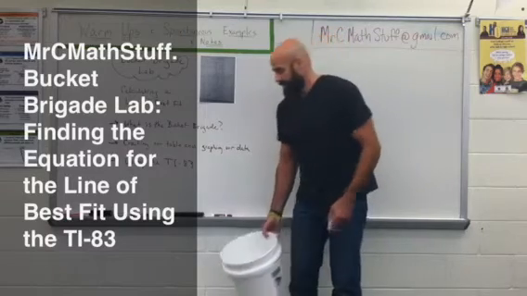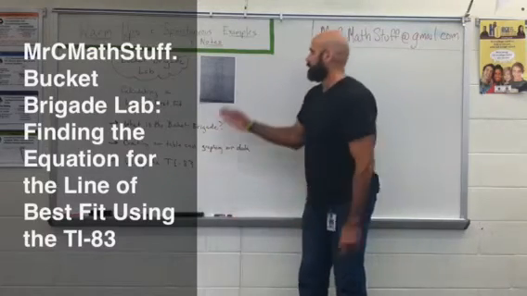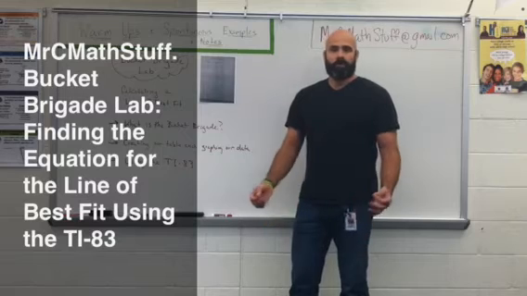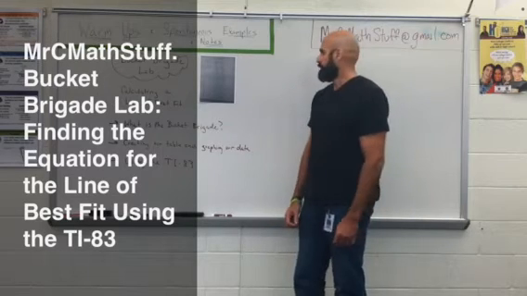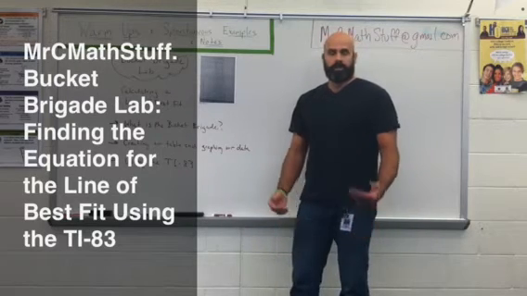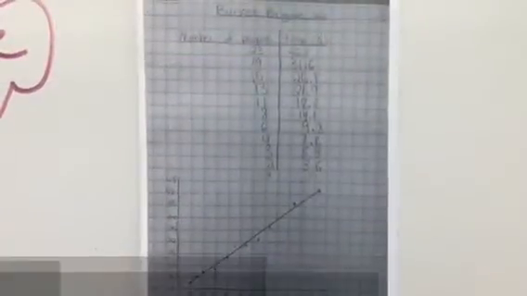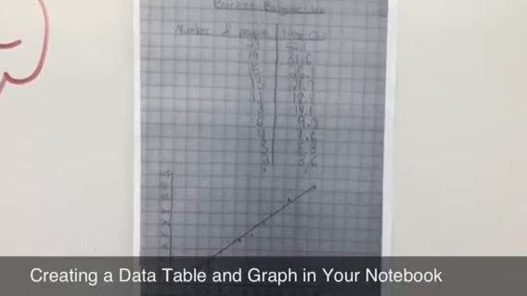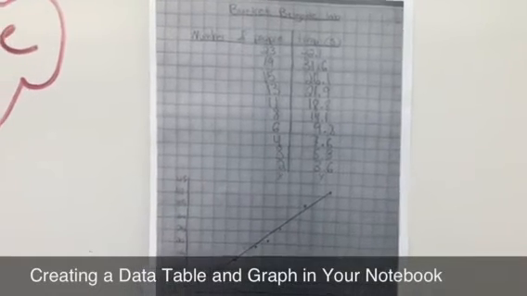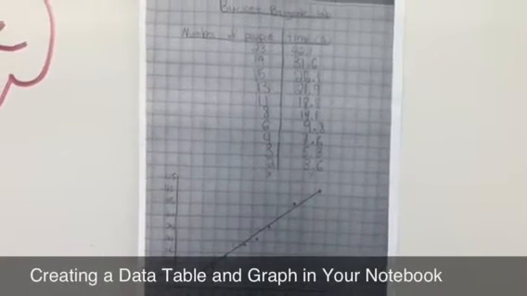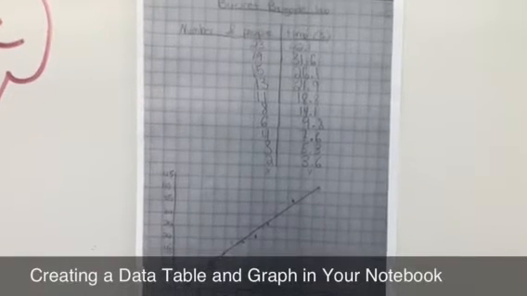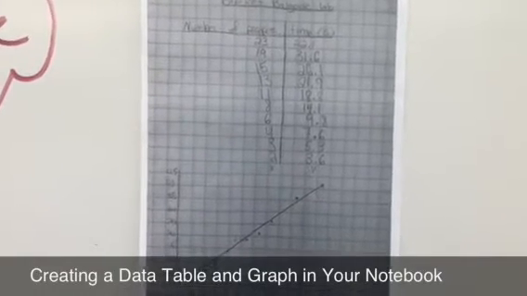Now, let's take a look at what one of your classmates came up with for their data table and for the trend line that they drew in their graph paper notebook. All right, you can see on this graph they have their title, Bucket Brigade, at the top, and then the first column is the number of people. The second column is time.